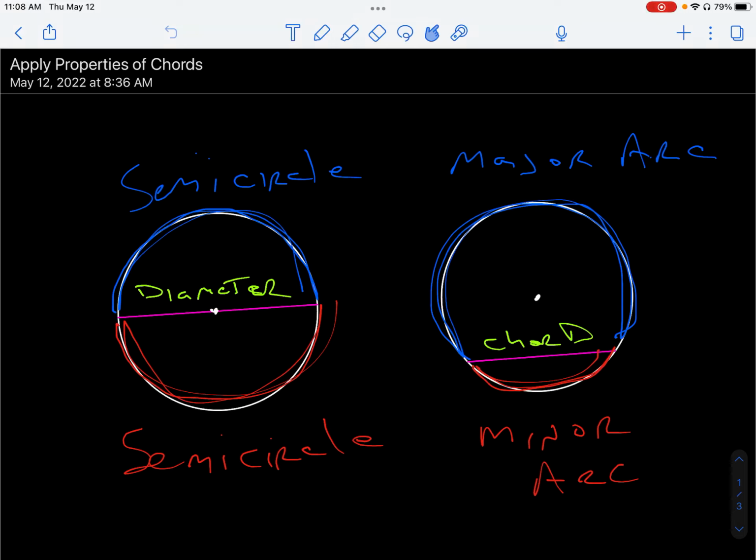Okay, so recall that a chord is a segment with endpoints on the circle. And here we have a chord, endpoints on the circle, and it divides the circle into a major arc here in blue and a minor arc here in red. And that's true for every chord, unless it's a diameter, which cuts the circle into two semicircles, which we have here in blue and red.